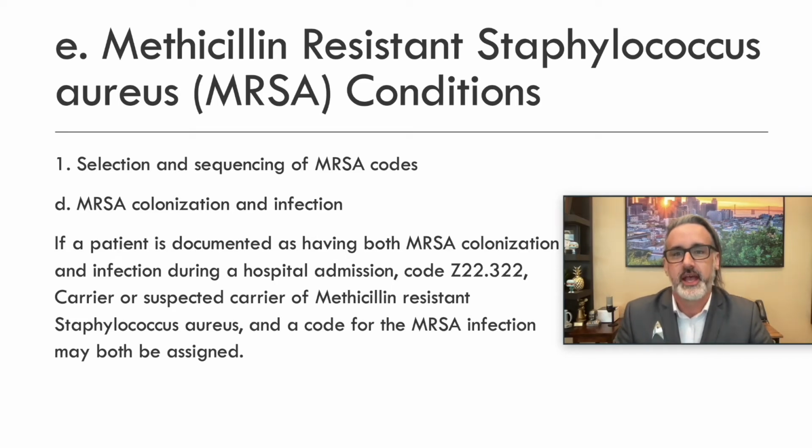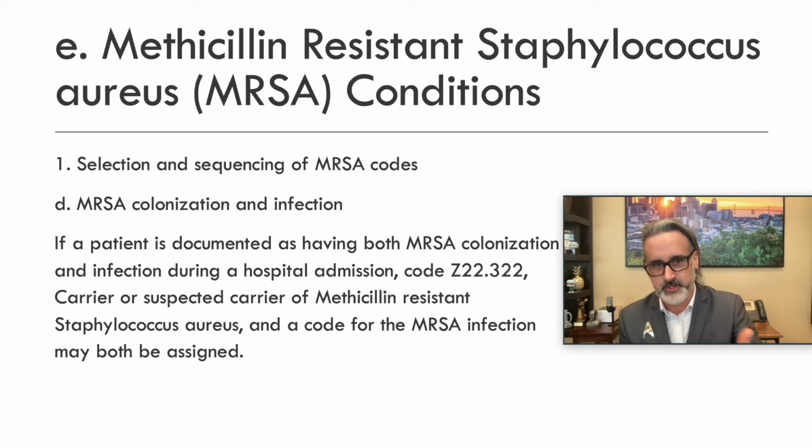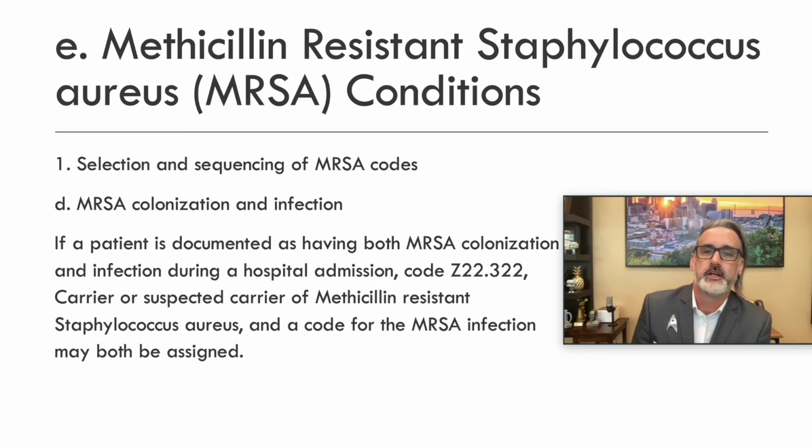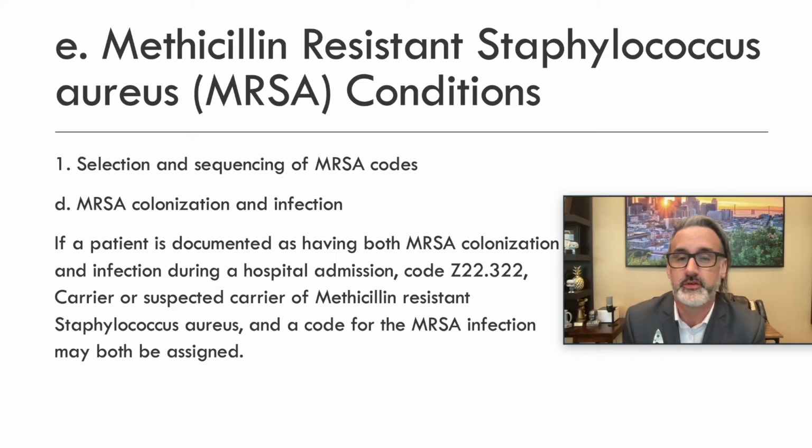So translation, if the patient is colonized with MRSA and they have an infection during the admission, then we do the two codes. We do the Z22.322 code for the suspected carrier or carrier of MRSA, hence colonization, and then whichever code for the MRSA infection the patient is experiencing. We do both codes in that case.